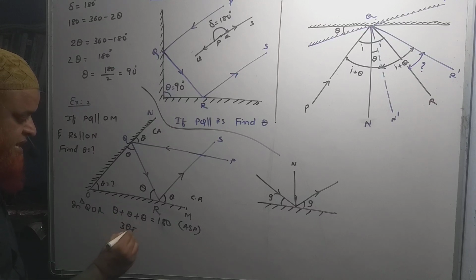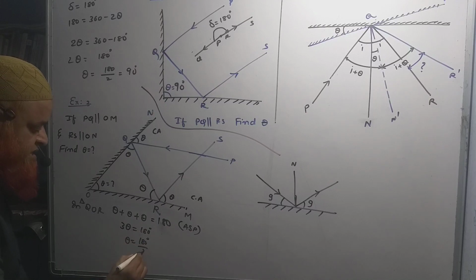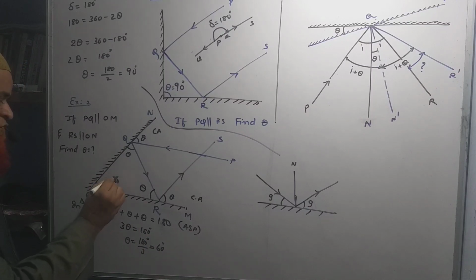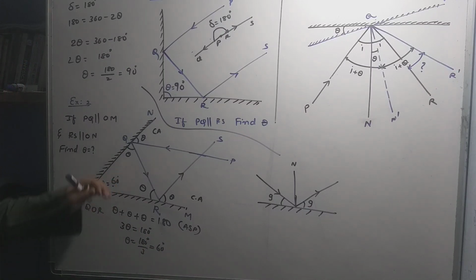I write 3 theta is equal to 180 degrees, and theta is equal to 180 degrees by 3. It is going to be 60 degrees. So we got this angle as 60 degrees. So this is the concept which was explained here.